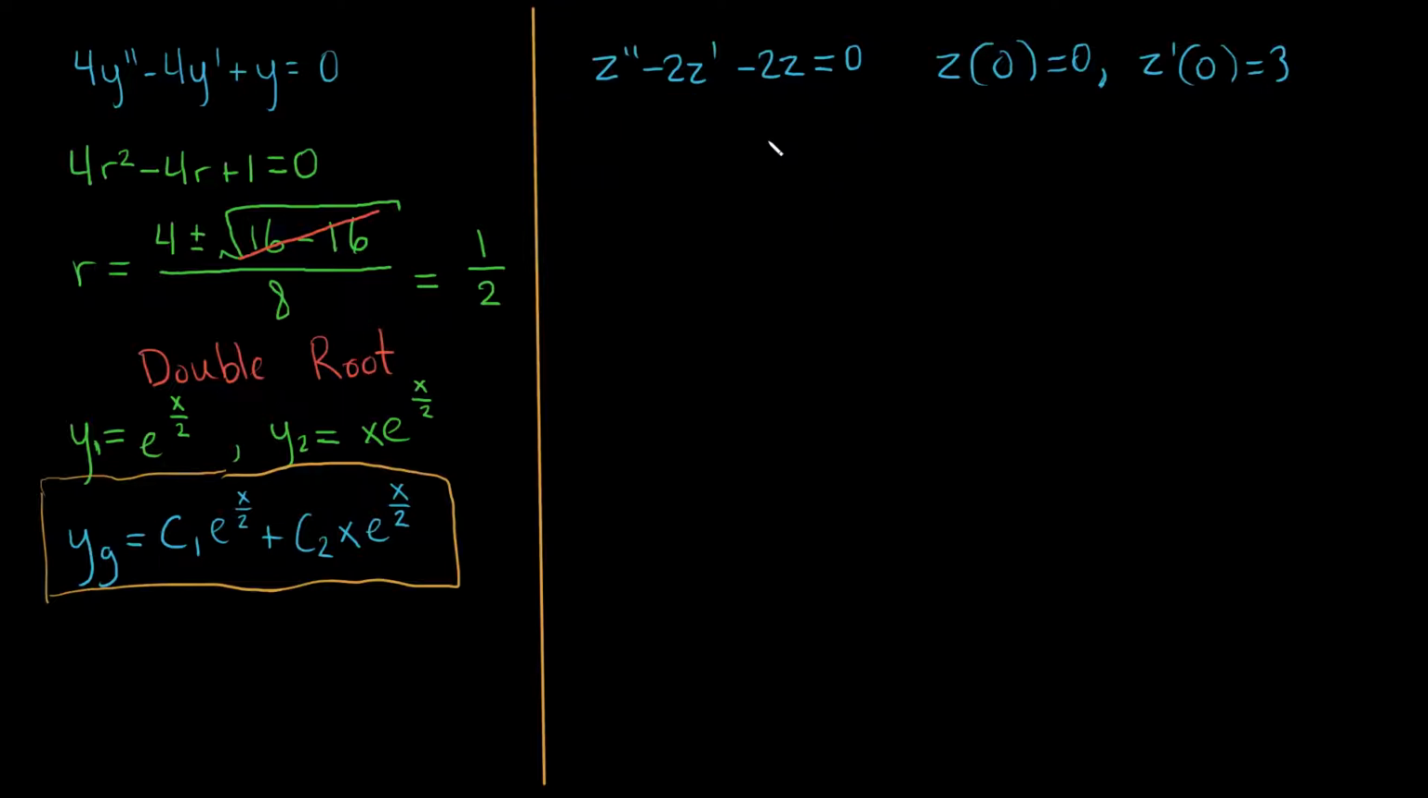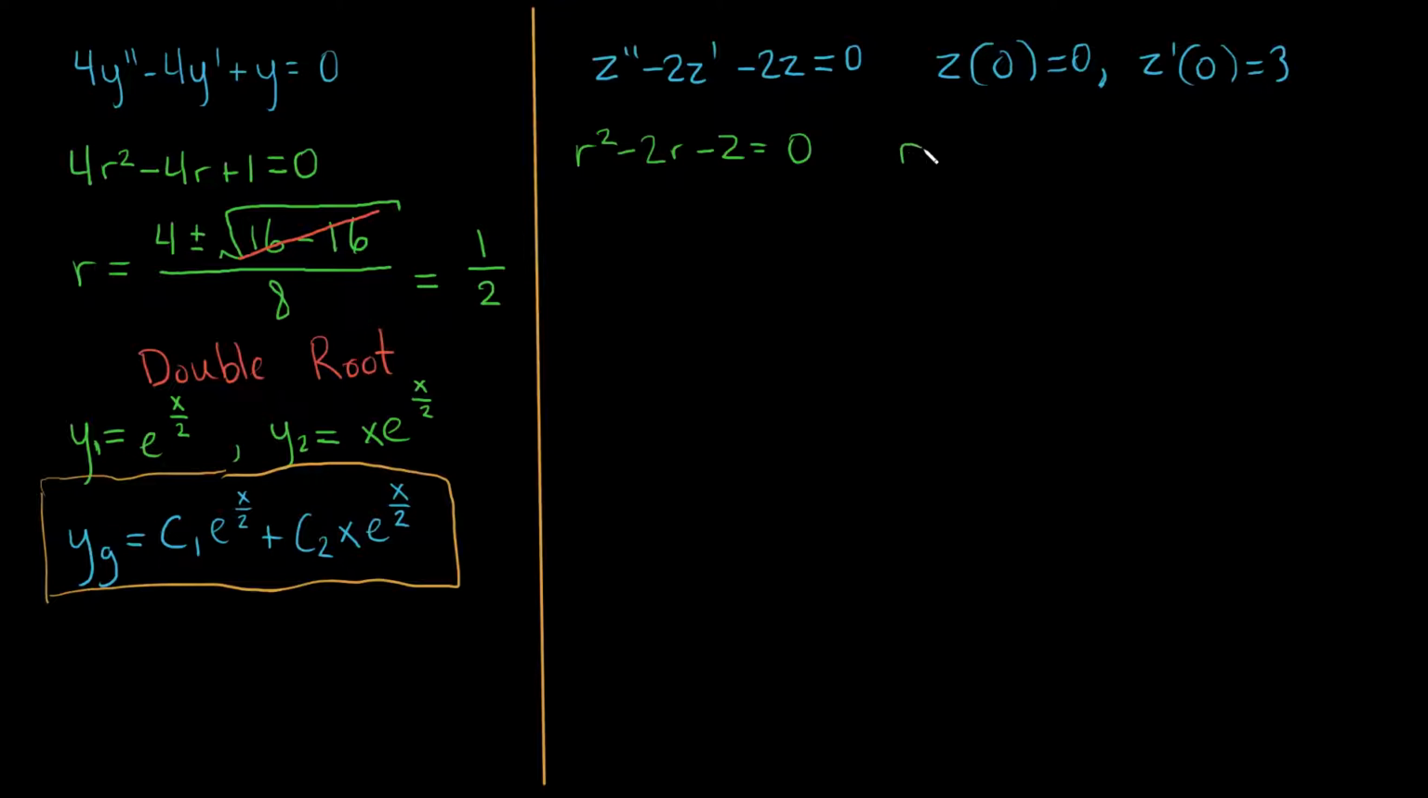So, first thing off, let's just set up our characteristic equation. We get r squared minus 2r minus 2 equals 0. Okay, looking good so far. So we're going to plug this into the quadratic equation because I'm not immediately seeing a factorization.